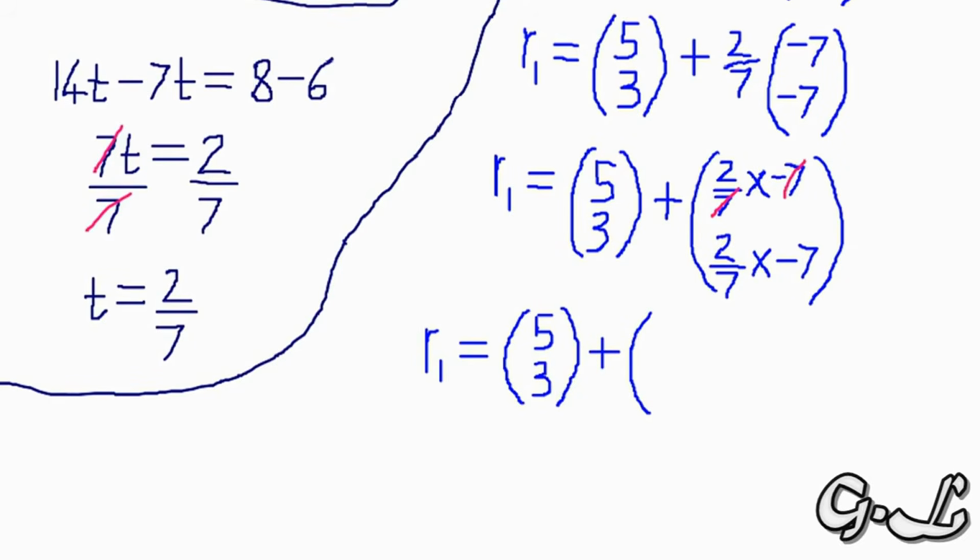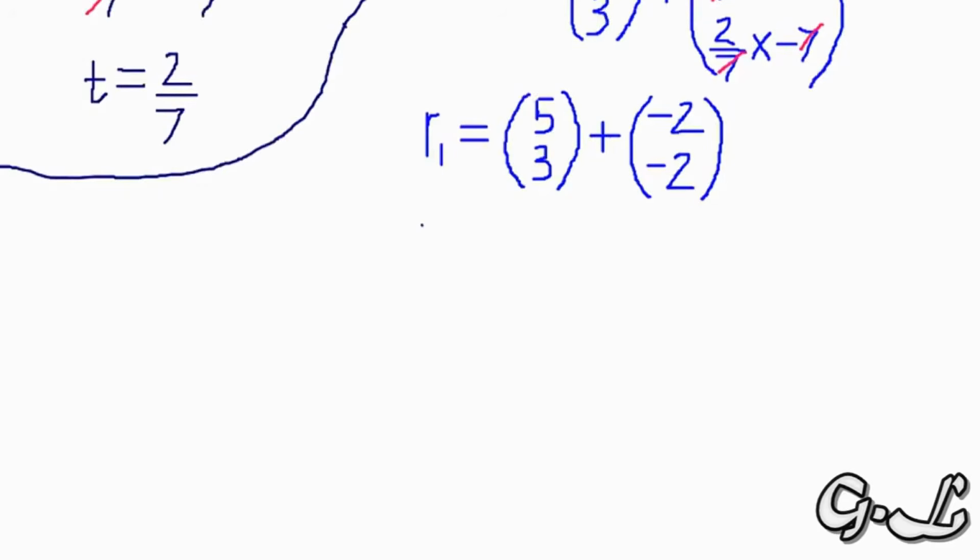And then again, when you consider 2 over 7 multiplied by negative 7, it is going to give you negative 2 again. So it is also going to give you negative 2. And then when you consider further simplification, you're going to first consider the terms which are at the top.